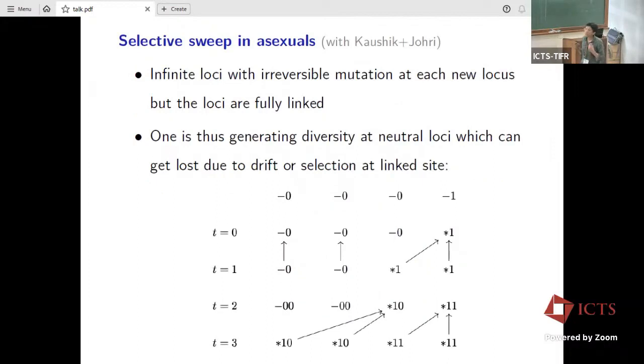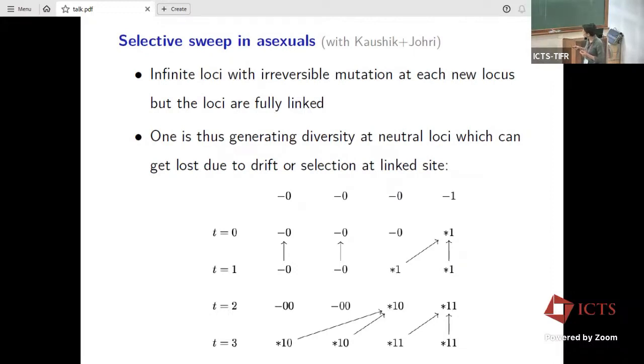But now we wanted to ask, what if we don't want to put recombination? We want to look at this for asexuals. So suppose we look at this not with 2 loci, but many, many loci, and now we have neutral mutations coming in at each locus, just one mutation, irreversibly, at each locus. So again, it's the old Kimura's model, infinite loci with irreversible mutation at each new locus, but now the loci are fully linked. This is an asexual population. So we are generating diversity at neutral loci, although it's getting lost also because of drift and selection.